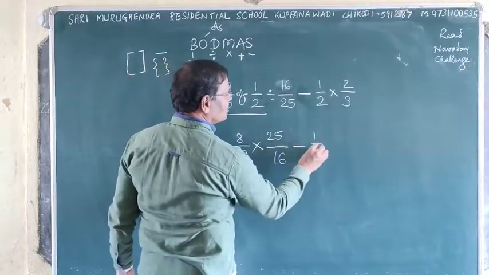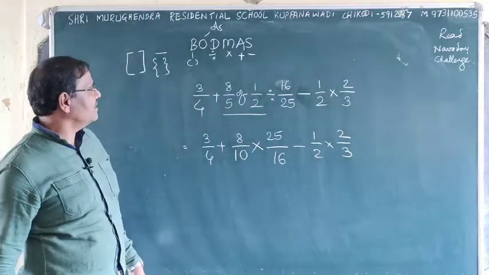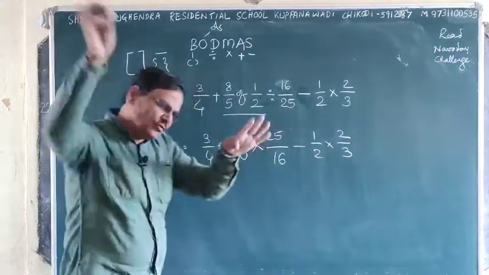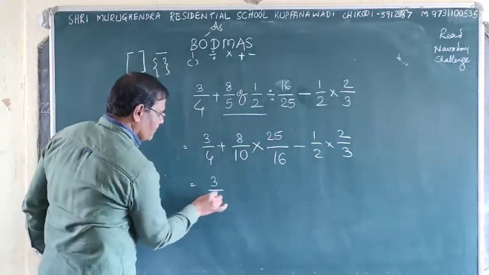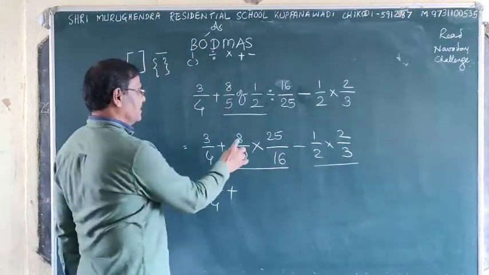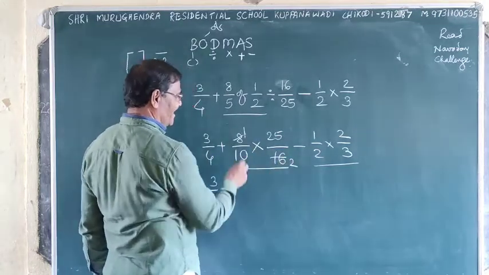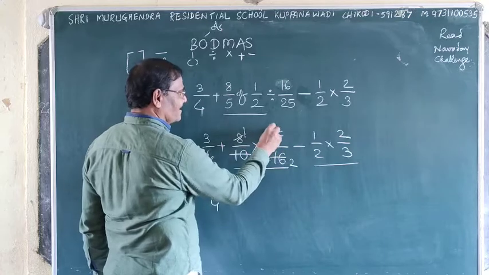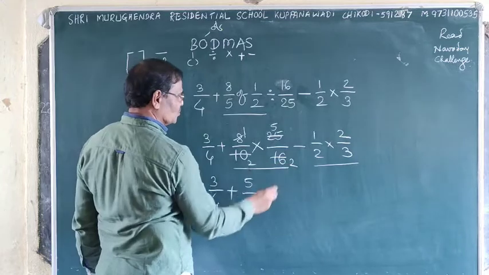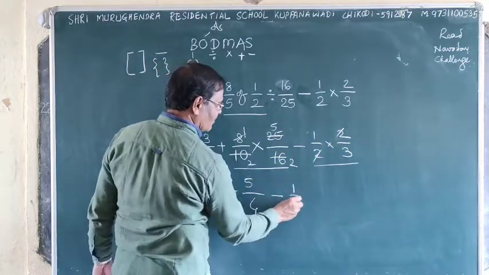Then minus 1 by 2 into 2 by 3. See how many are there here? 1 multiplication, 2 multiplication, together we can do. 3 by 4, nothing. See, these two I am doing now. 8 ones are 8, 5 twos are 10, 5 ones are 5, plus 2 twos are 4, minus 2 ones are 2, 1 by 3 remained.